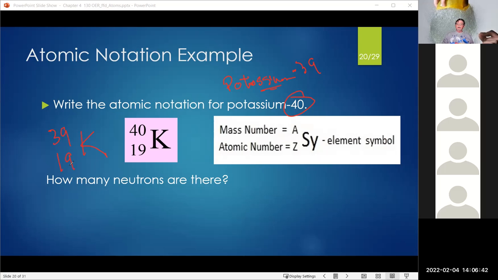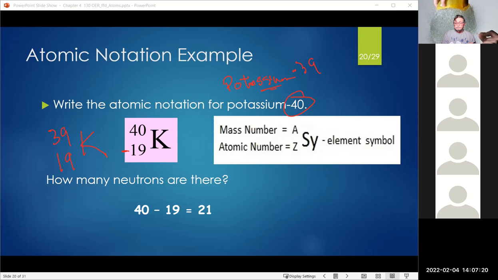Okay. Now the question is, well, how many neutrons are there for potassium 40? Well, all we got to do is subtract this number here, 40 minus 19. Okay. And we get 21. So potassium 40 has 21 neutrons. How many neutrons does potassium 39 have? 20. Exactly. Exactly, because that's the only difference between the two, okay?